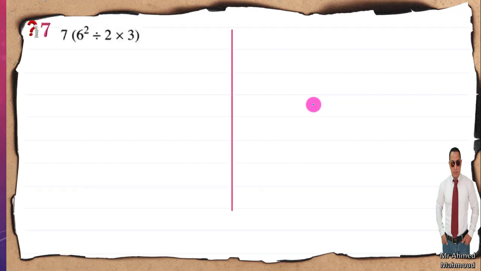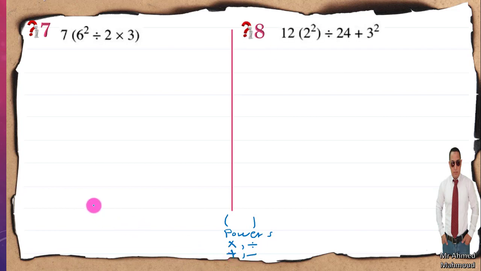Okay, remember with me the steps: brackets, powers, times or divided, plus or minus. Okay, the first step, I'm going to evaluate the brackets, but inside the brackets we have power, divided, and times. So I'm going to start with the power inside the bracket.